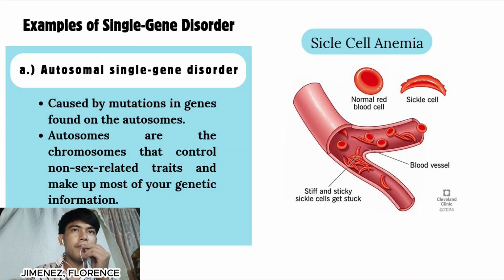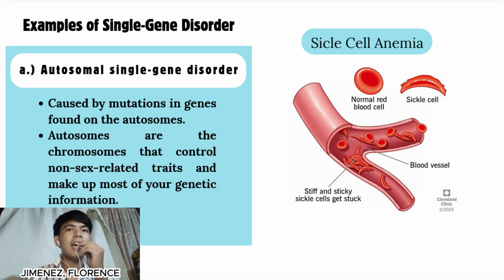An example of a single gene disorder is what we call autosomal gene disorder. It's caused by mutations in genes found in the autosomes. Autosomes are the chromosomes that control non-sex related traits and make up most of your genetic information. Examples of traits are your eye color, your hair color and texture, and also your blood type. An example of this single gene disorder is sickle cell anemia.